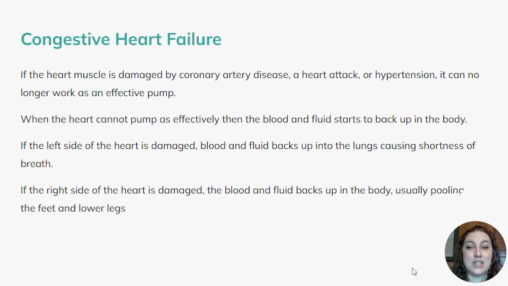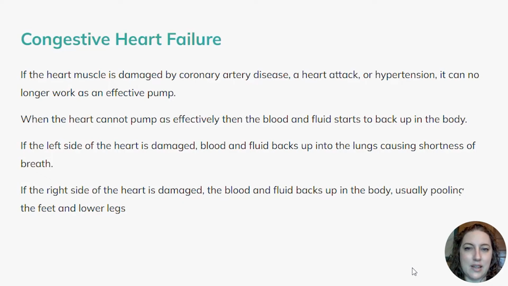If the heart muscle is damaged by coronary artery disease, a heart attack, or hypertension, it can no longer work as an efficient pump. When the heart cannot pump as effectively, then the blood and fluid starts to back up in the body.